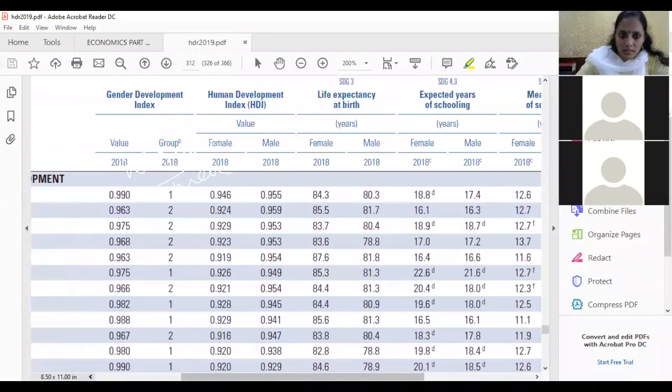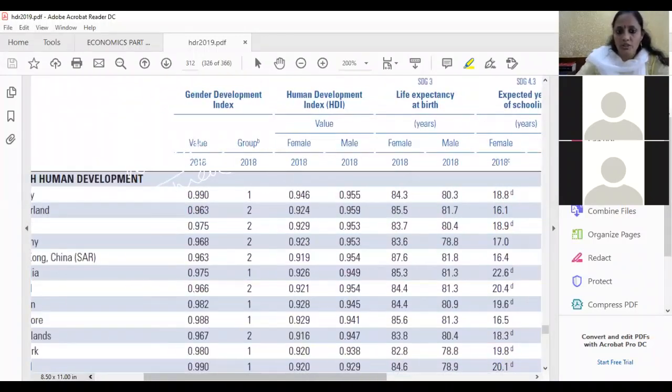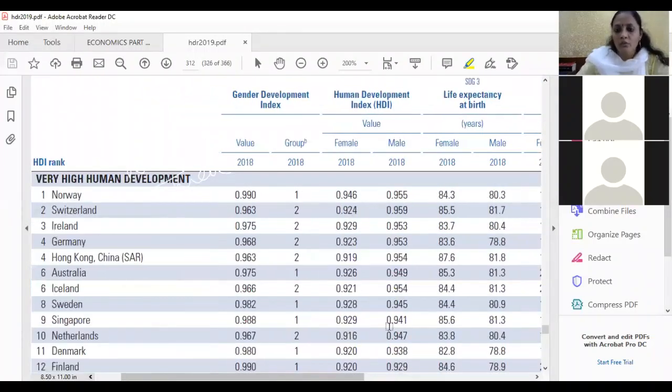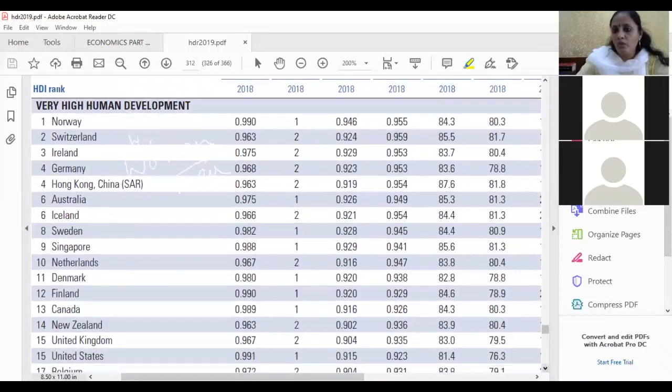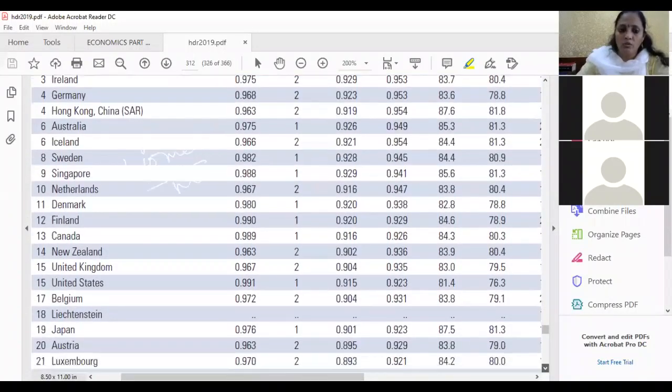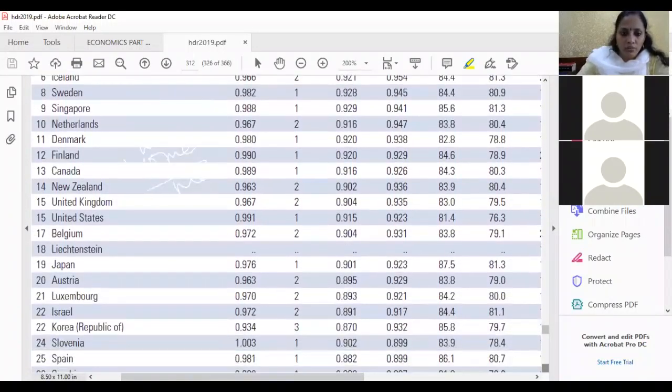And let us go and see if there is any country which has a value equivalent to 1, in which case men and women will be equivalent in all the 3 aspects. Or somewhere whether women are doing better than the men overall. So if you look at countries like Slovenia, can you see that it is 1.003, which means that women are doing better than men in these kinds of countries.